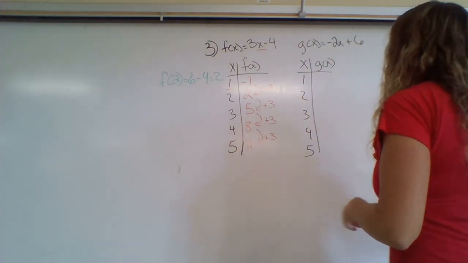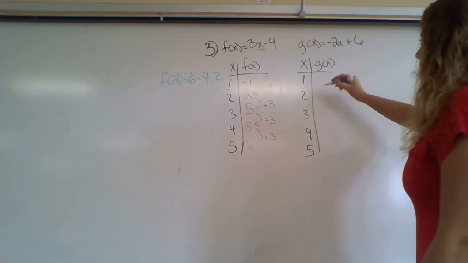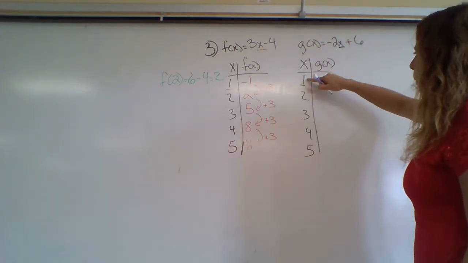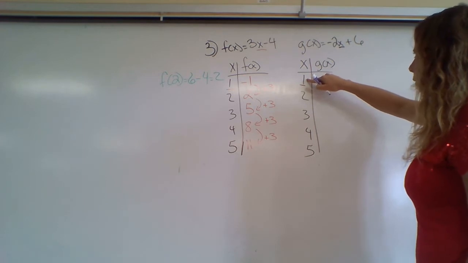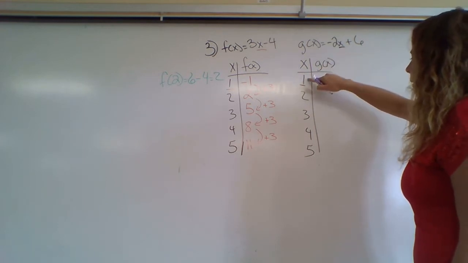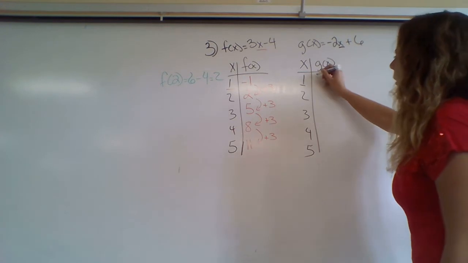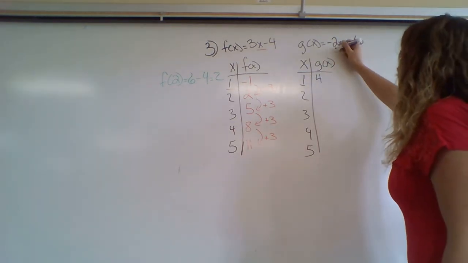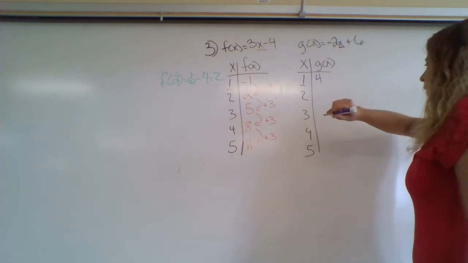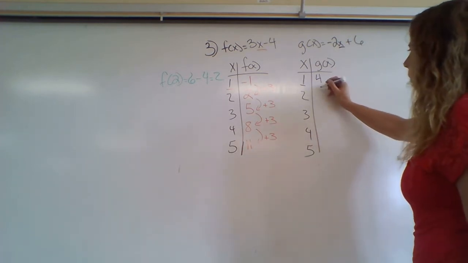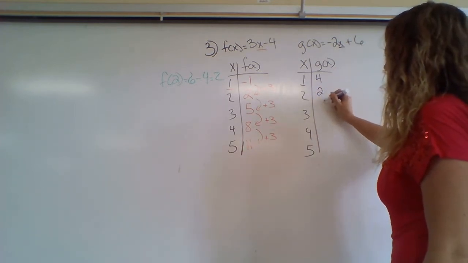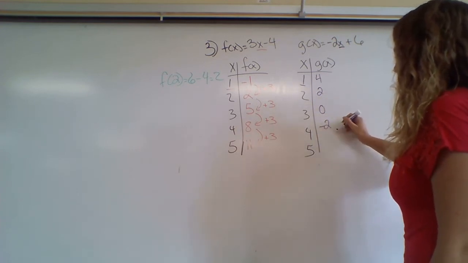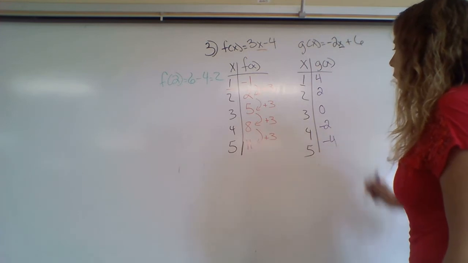Do this in purple. So same idea. I'm going to substitute 1 in for x. Negative 2 times 1 is negative 2. Plus 6, 4. And then my slope is negative 2, so I'm subtracting 2 each time. So that'd be 4 minus 2 is 2. 2 minus 2 is 0. 0 minus 2 is negative 2. Negative 2 minus 2 is negative 4.